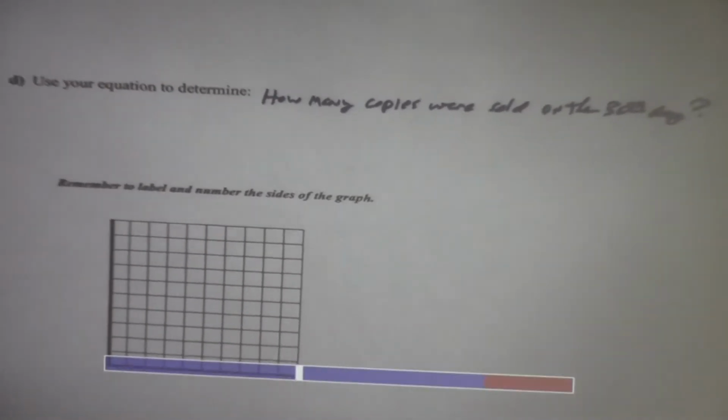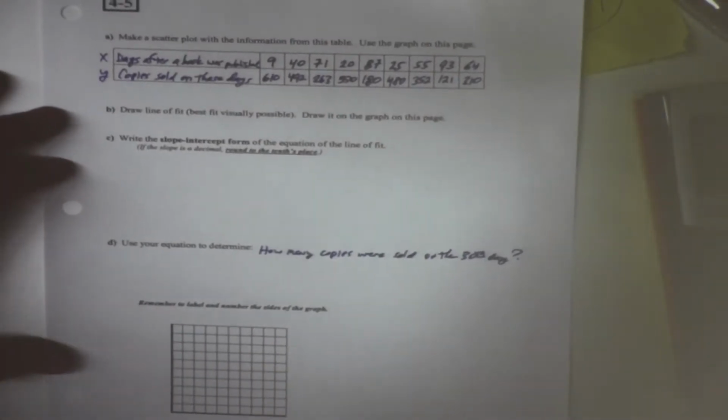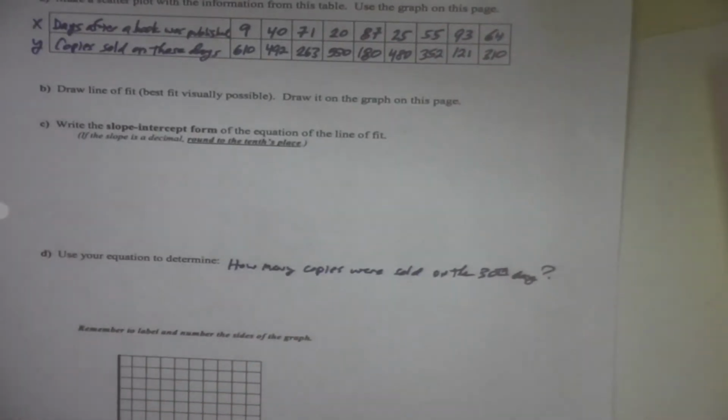And then there's a graph here. So if you have this paper from the Dropbox, you would be able to do this or just write it out yourself. So you try to do it and then come back and watch me go through it, and I'll explain parts of this.